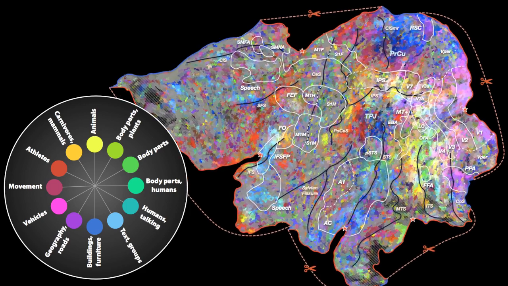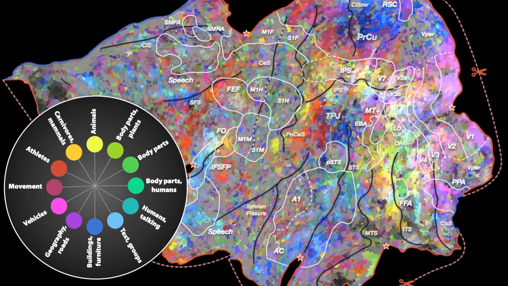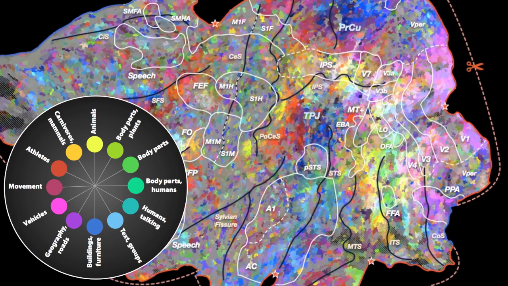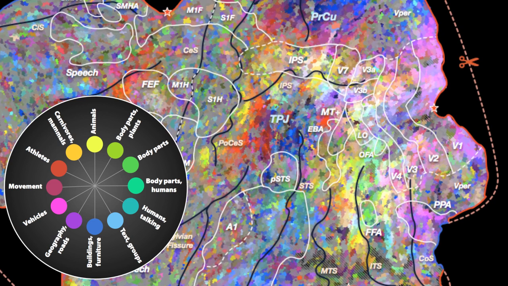Green is for humans, yellow is for other animals, pink and violet are for vehicles, and dark blue is for buildings. What we see is a really complex pattern of semantic selectivity throughout higher visual cortex. These patterns are consistent with the well-known semantically selective brain areas, like the fusiform face area and parahippocampal place area, but we also see semantic selectivity in much of the surrounding cortex.